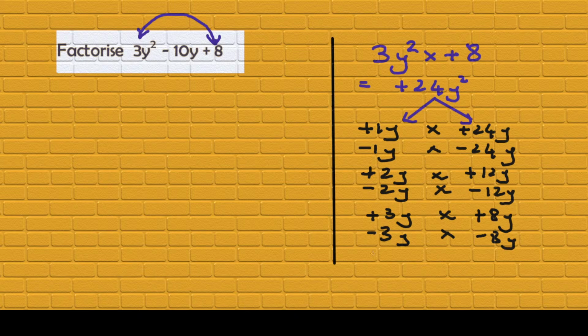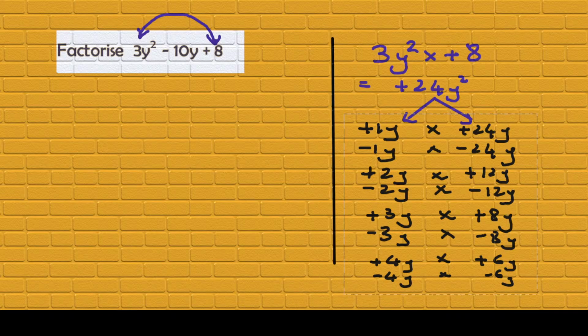Or else we can also do plus 4y times plus 6y, or minus 4y times minus 6y. Any other ways of making plus 24y squared? Any other multiplication bonds? Any other? No, right? All right, that's it with the multiplication bonds. So now we have altogether 8 pairs of numbers. How do we decide which pair should be exported to the middle to replace minus 10?